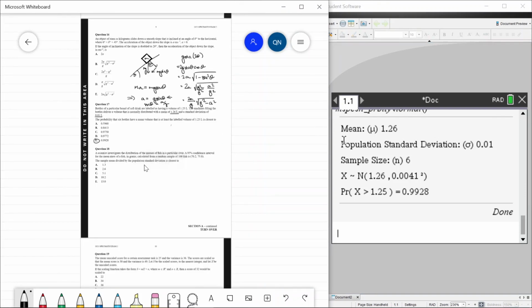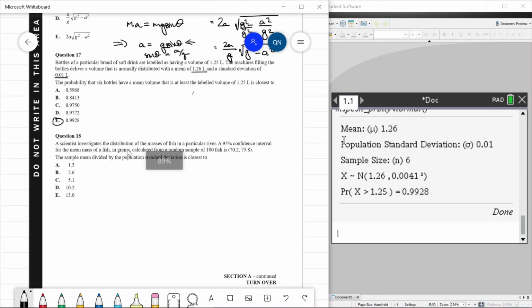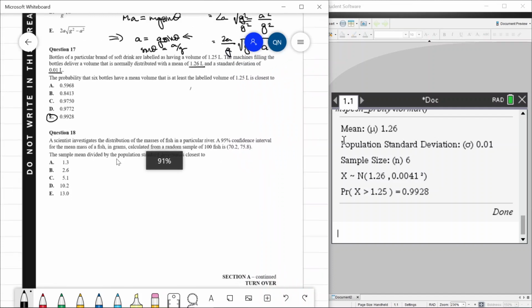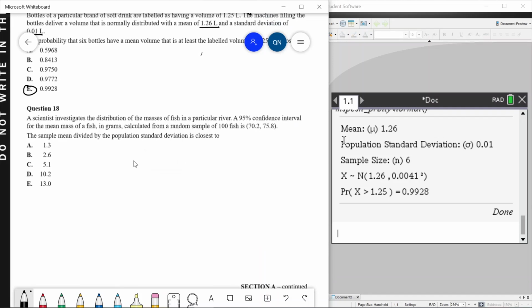Question 18. A scientist investigates the distribution of the masses of fish in a river. Here's a 95% confidence interval for 100 fish, and we want to find the sample mean. Okay. So from this, if you want to find sample mean, then what you need to know is the margin of error, as well as the sample mean divided by the population standard deviation.